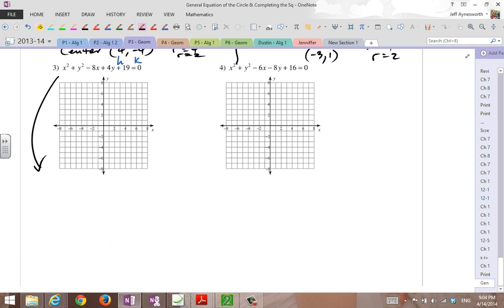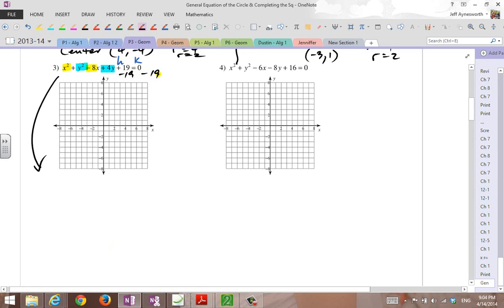All right, time to check your work. I see x squared minus 8x as my first group. I see y squared plus 4y as my second group. I'm going to subtract 19 on both sides to cancel out the constant and get it on the right. So I've got x squared minus 8x plus something plus y squared plus 4y plus something is equal to negative 9 plus something plus something. All right, once more, I've got to complete the square here and add it to both sides. Then I've got to complete the square here on the y's and add it to both sides.